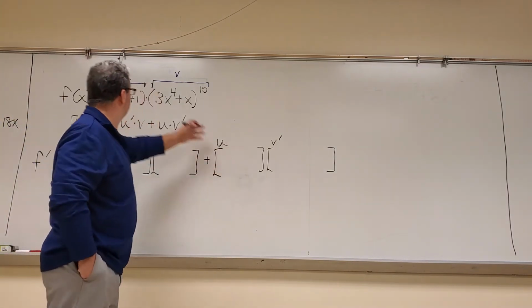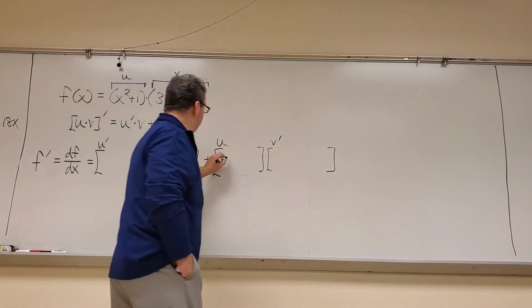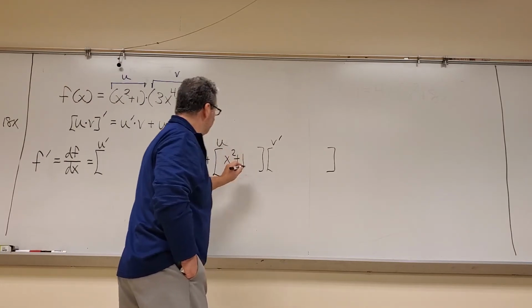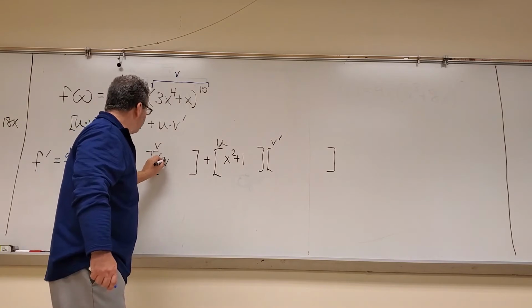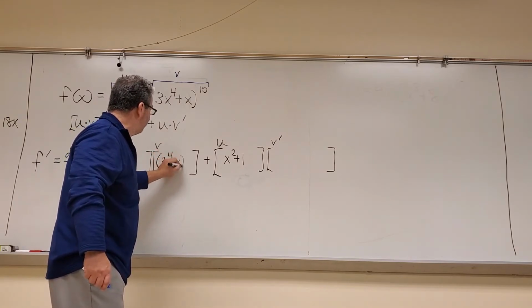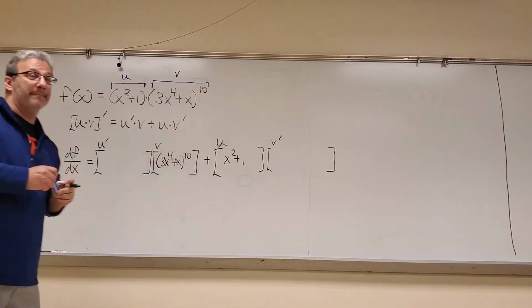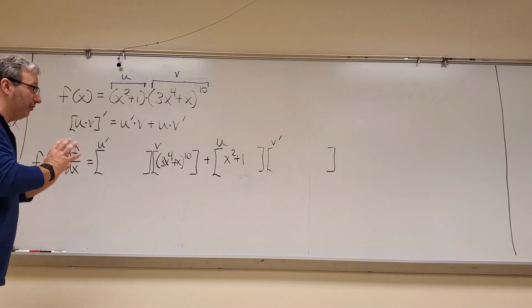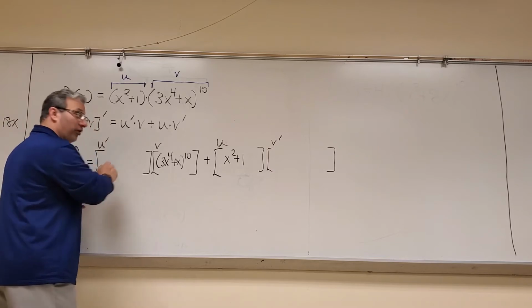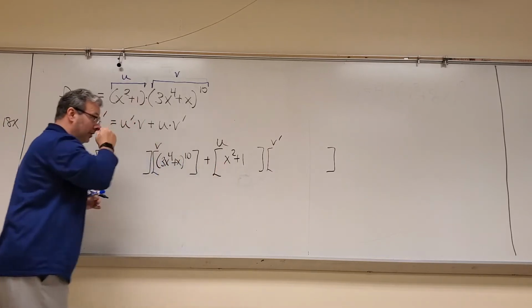I have my u. Well, I've already picked my u. It's x squared plus 1. I've picked my v. That's 3x to the 4th plus x to the 10th power. All right, so what happens now? I take and do little by little each piece. So u prime would be the derivative of u. All right, so there we go.